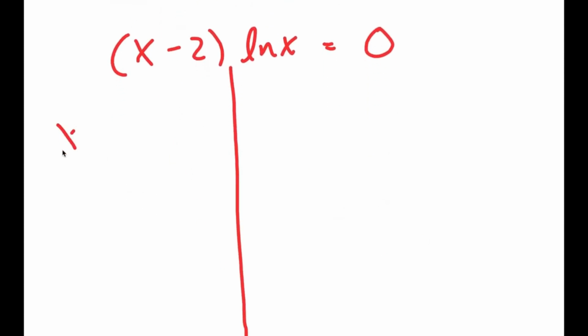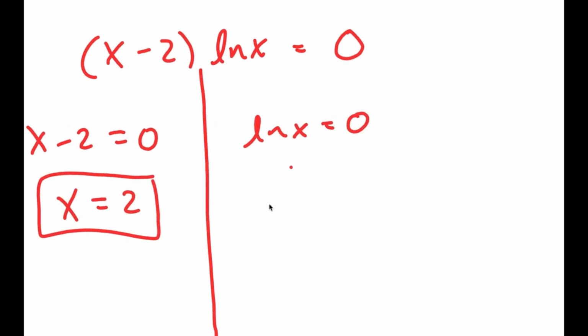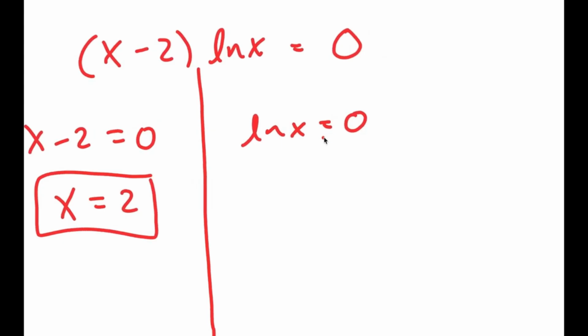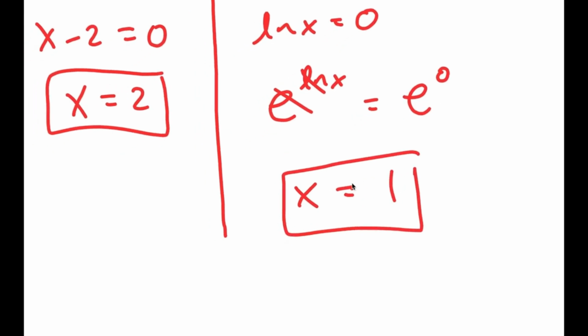So now I get two equations. I get x minus 2 equals 0, and ln of x is equal to 0. x minus 2 is equal to 0 simply means x equals 2. That's a simple equation. And for ln of x equals 0, I'm going to take e to the power of both sides. These two cancel out from my left-hand side, so I'm left with x is equal to e to the power of 0, which is 1. So these are my two solutions.